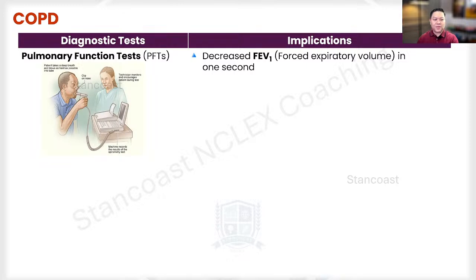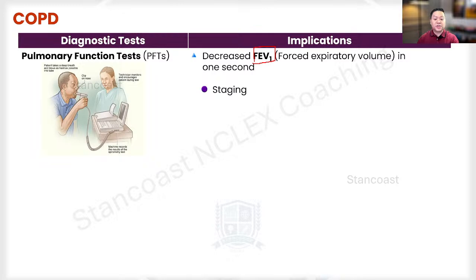Now, talking about the PFTs, or the pulmonary function test, the key indicators basically will tell us that there is going to be a decrease in the FEV. Please pay attention. This is a value that is commonly asked in the NCLEX, FEV, which stands for the forced expiratory volume in 1 second. Okay, again, the FEV1 is going to be decreased in a patient with COPD. And again, this is the forced expiratory volume in 1 second.